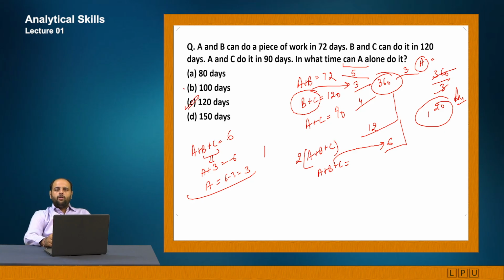I hope it is clear to all of you how to solve the question. So if A alone, B alone or C alone we have to find out, then we have to find out the together work, and then from that we can find out the remaining values.